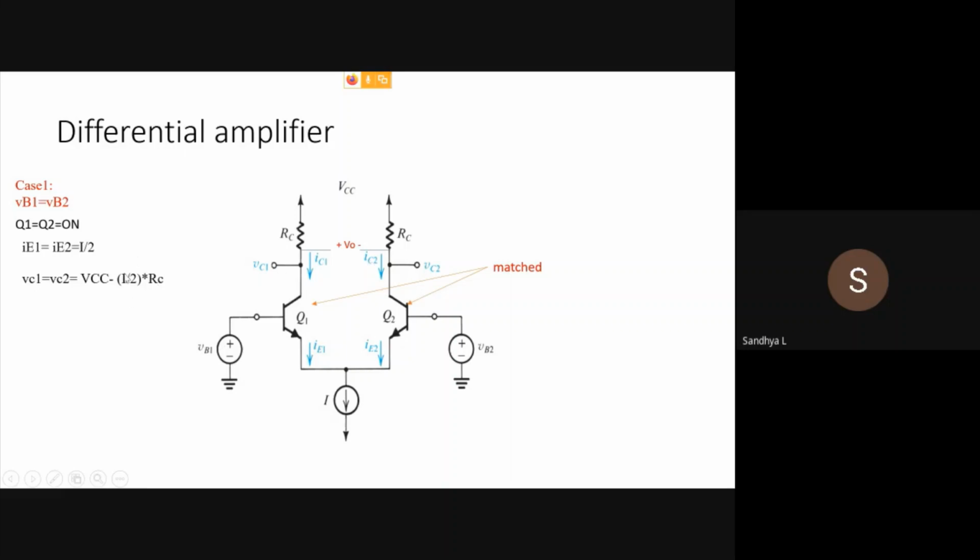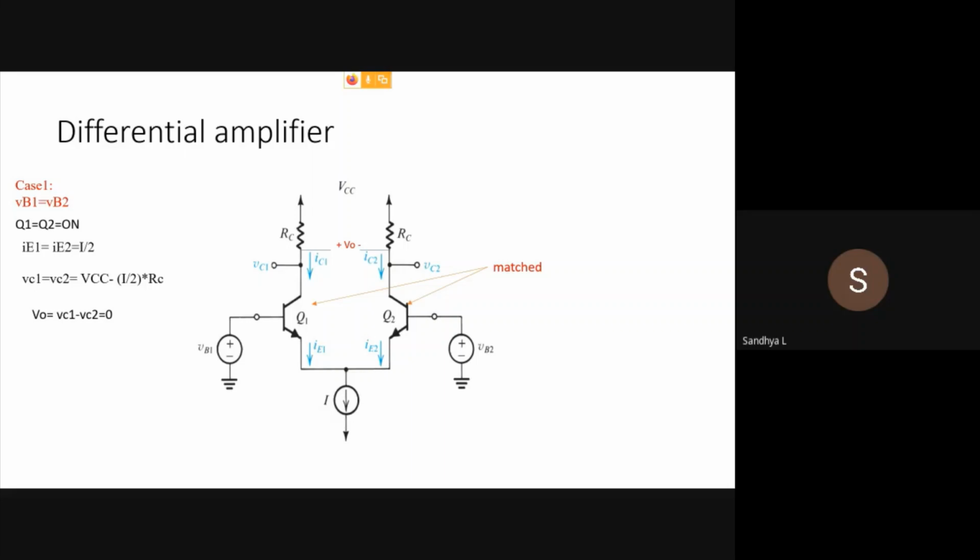Voltage across the resistors is I by 2 into RC. So VC1 equals VCC minus I by 2 into RC, and VC2 equals VCC minus I by 2 into RC. So V0 is VC1 minus VC2, which is equal to 0. Since both the voltages are the same, there is no potential difference between the collectors of these two transistors, and hence V0 equals 0. Hence we prove that when common mode signals are applied to a differential amplifier, they will be rejected.